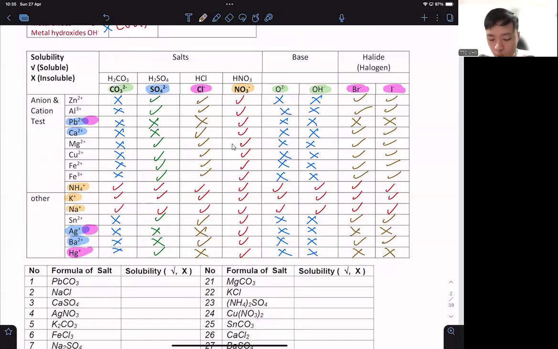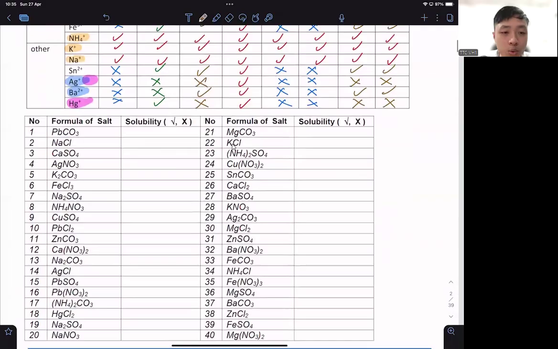Then you try to do the formulas yourself, whether soluble or insoluble. Give it about one minute.